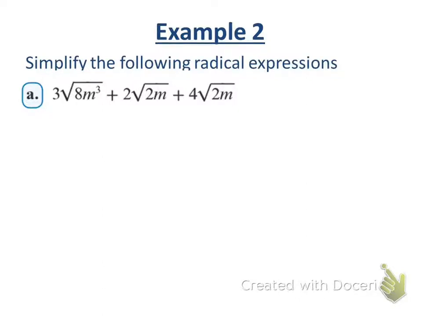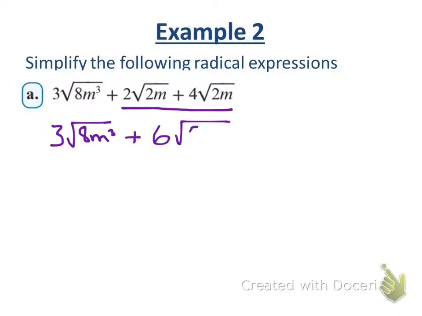All right. So we are tasked with simplifying these radical expressions. What do you see immediately here? The second two terms can be added because they are like radical expressions. So the first one we're just going to bring down for now: 8m cubed plus 6 square roots of 2m. And don't be tempted to add those together.